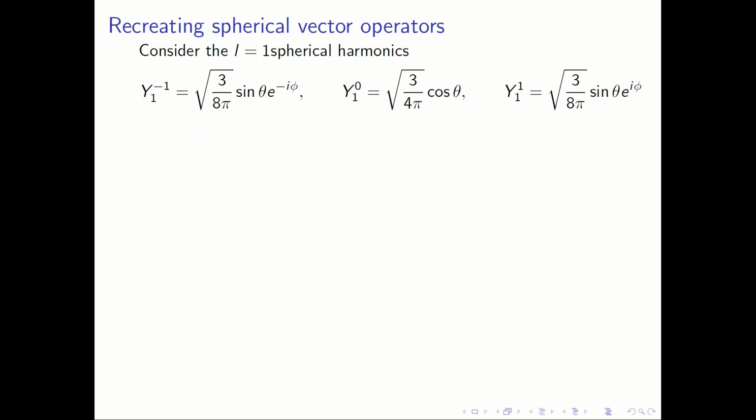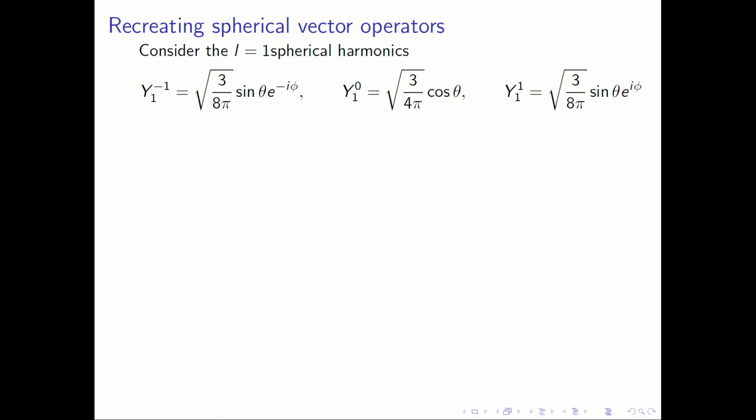Let us start with l equal to 1 spherical harmonics, which should be pretty familiar to most of you. So, Y_1^-1 is this thing. These factors in front are of course normalization factors, which ensure that when you take the mod square of this and then integrate over all possible angles over a spherical volume element, you end up with 1. So, these are the 3 spherical harmonics corresponding to l equal to 1.